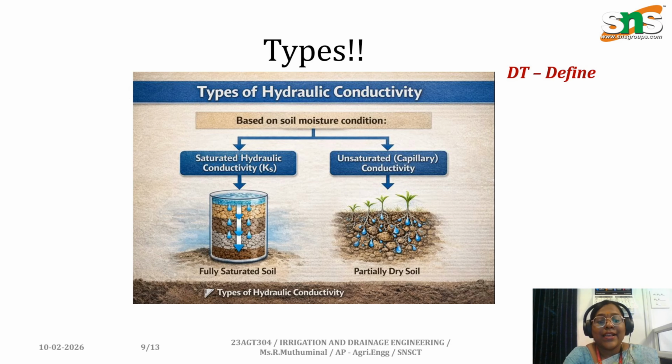Unsaturated conductivity is a function of the water content and potential. As soil dries, it decreases rapidly because water must move through thinner films and smaller pores, so it increases the resistance.